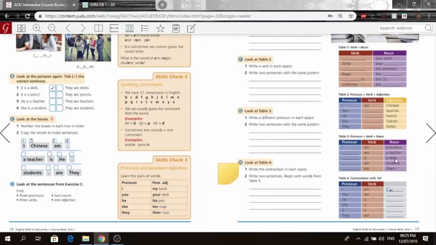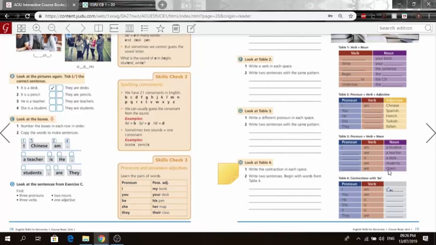There is a desk. Okay, right? I could use here, there is a desk. Are students. I could use, they are students. Okay, because are is plural. Are chairs. Okay? They, oh, not they, sorry. There are chairs. Okay?